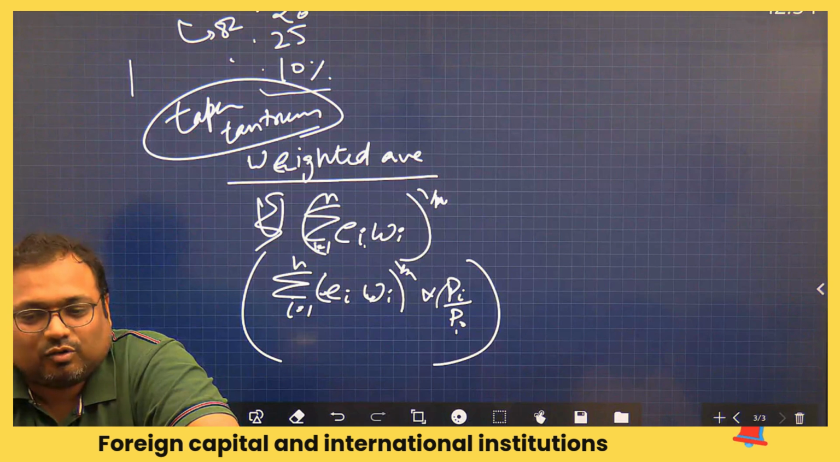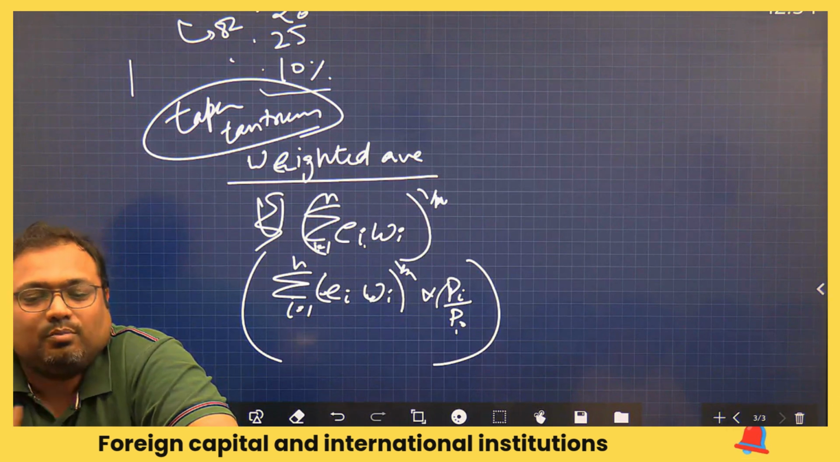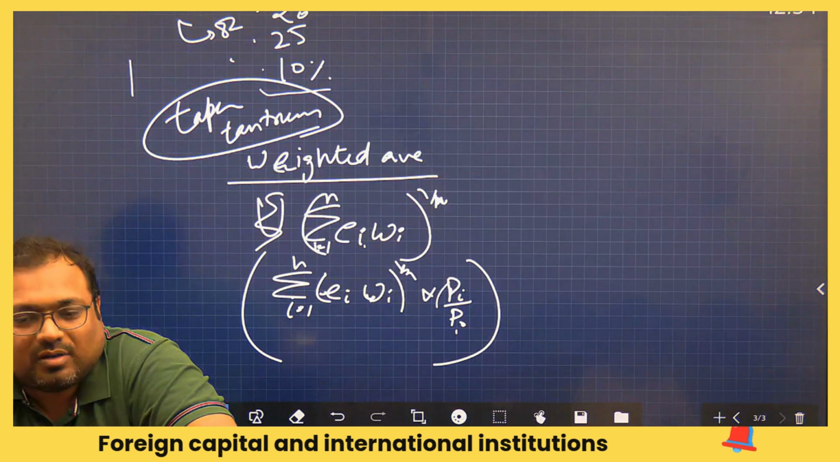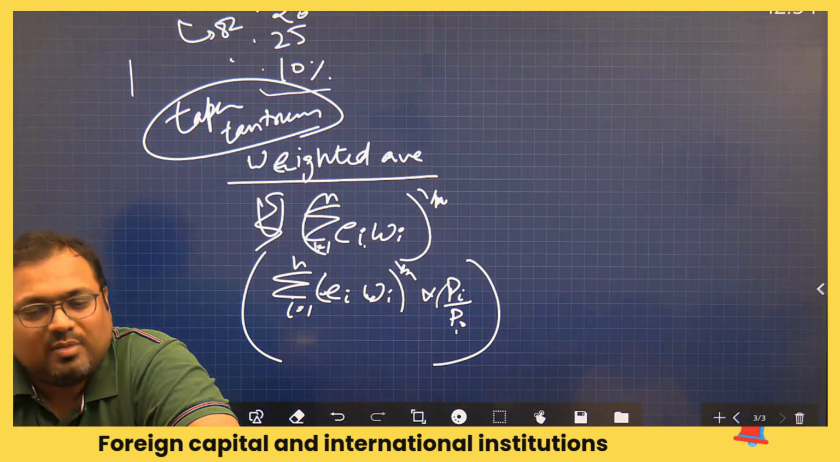Okay, volatile. So why is it hot money? Because it can move in, move out very quickly. There is no commitment to it. It can quickly move in and quickly move out.